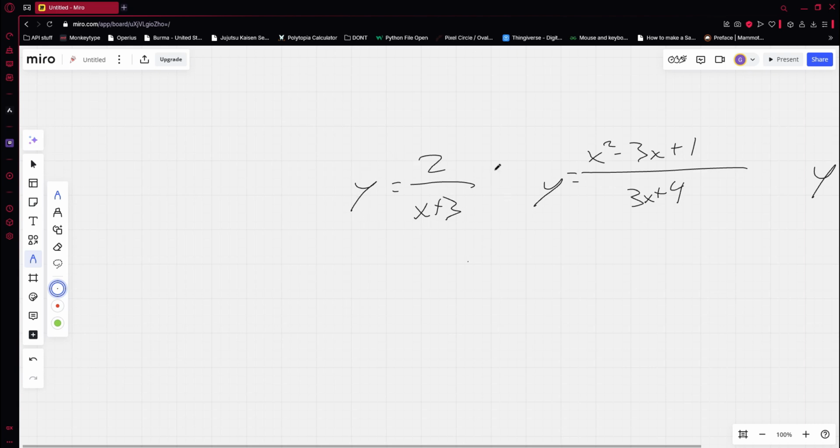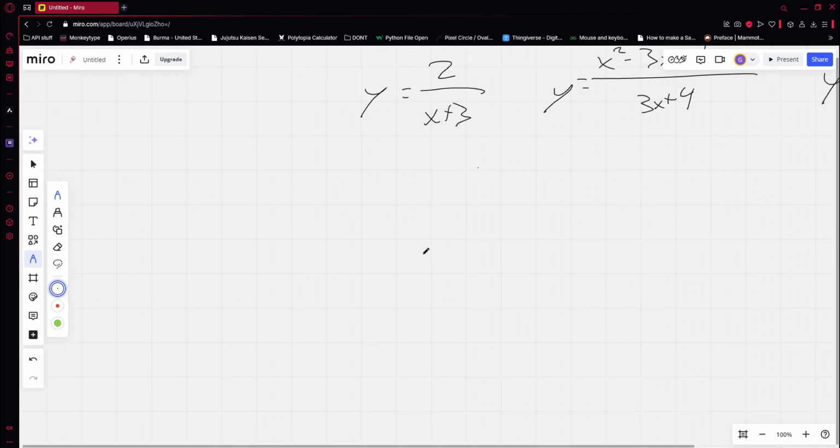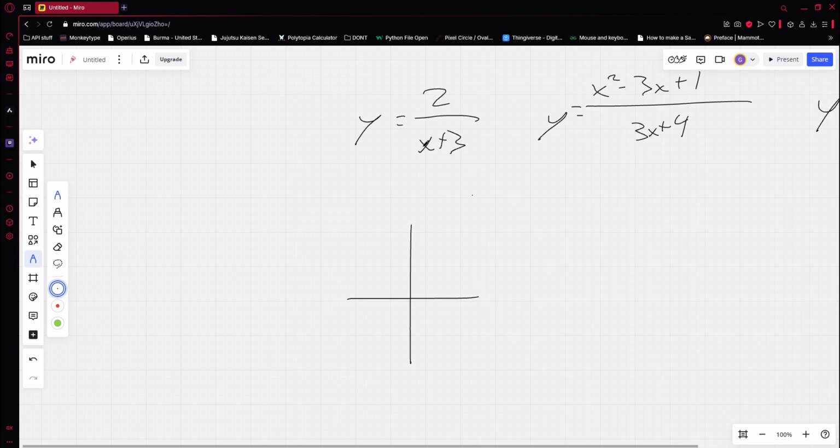Now, to understand this, let's think about this in terms of graph, right? So let's say x is equal to 0, so our y-intercept is 2 over 3. So we're right here. What's going to happen as x goes up? Well, 2 is going to be divided by greater and greater numbers. So 2 over 4, that's 1/2. 2 over 5, that's 2 over 5. And 2 over 6, 2 over 7, 2 over 8, 2 over 9.